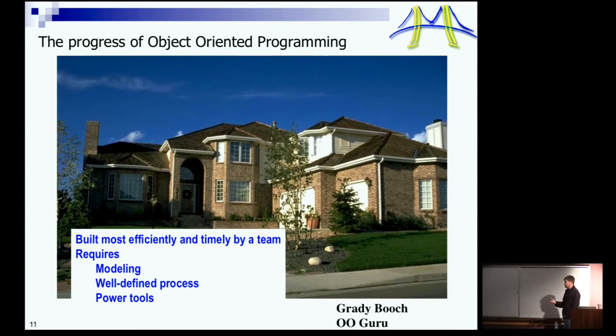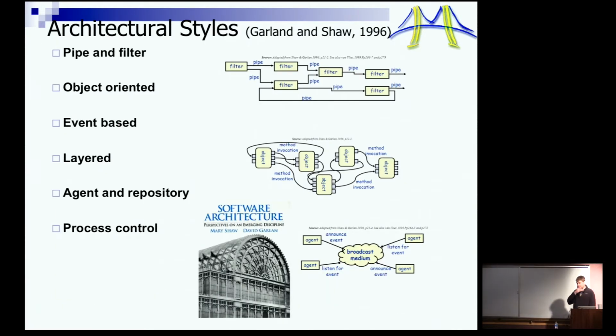But as we get more sophisticated, you want to build bigger houses or bigger software. You need to do it with a team. You're going to need more sophisticated modeling, a well-defined process that everyone agrees on, and some more sophisticated tools. So in terms of software, what does this mean? What are more sophisticated tools?